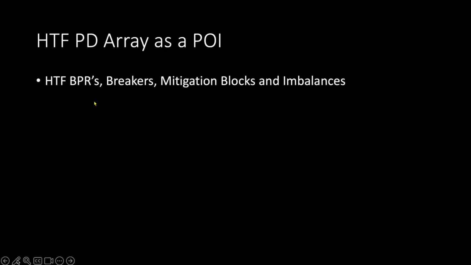So first of all, we're going to start with something very basic, but it is important that you understand this. So take notes. Higher time frame PD array as a POI, which means that we will utilize a PD array on a higher time frame as a point of interest. So what this could mean is the following. We could utilize higher time frame balanced price ranges, breaker blocks, mitigation blocks, and imbalances as points of interest on the lower time frames to see whether or not market maker models can unfold from them.